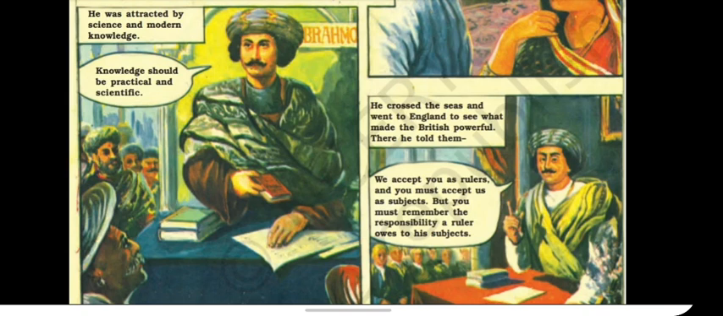Then Ram Mohan Roy was attracted by science and modern knowledge. He started learning science and modern languages. Knowledge should be practical and scientific. So Ram Mohan Roy thinks that whatever knowledge you get should be practical. He crossed the sea and went to England to see what made the British powerful. So he went abroad, into England, to see what made the British powerful.